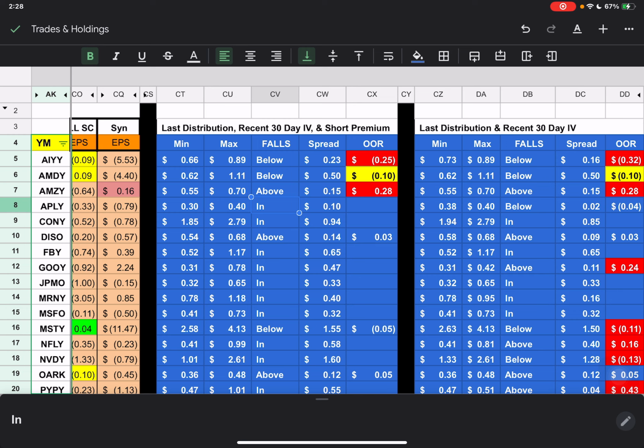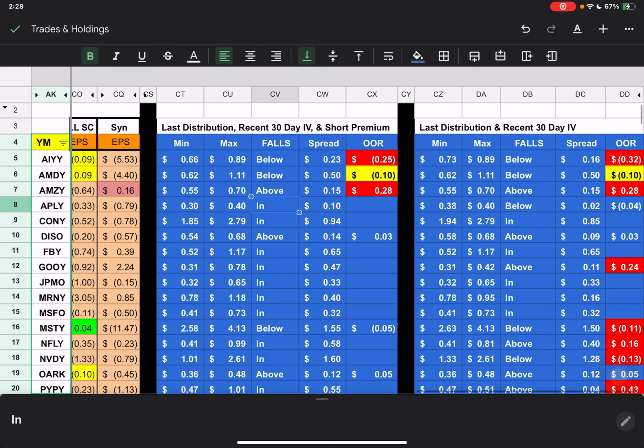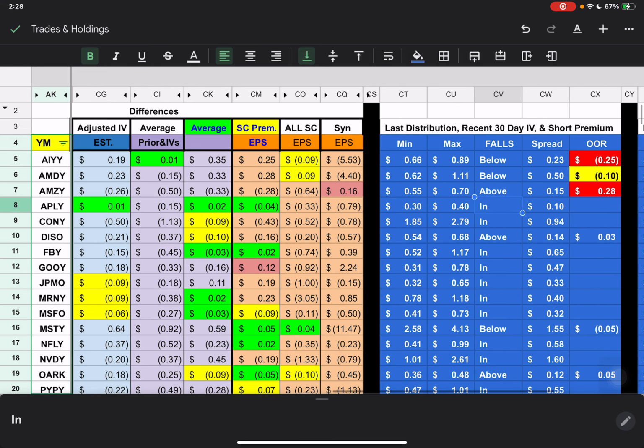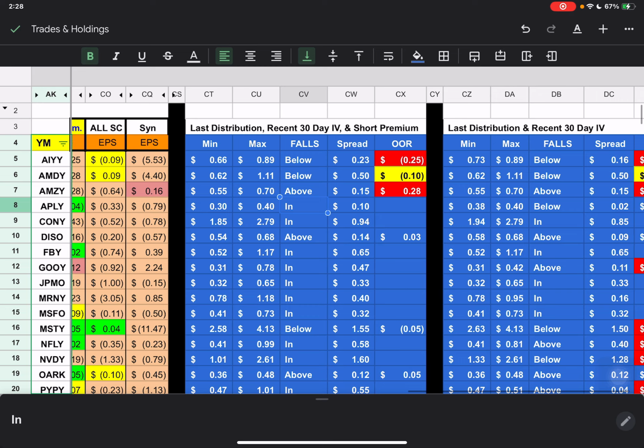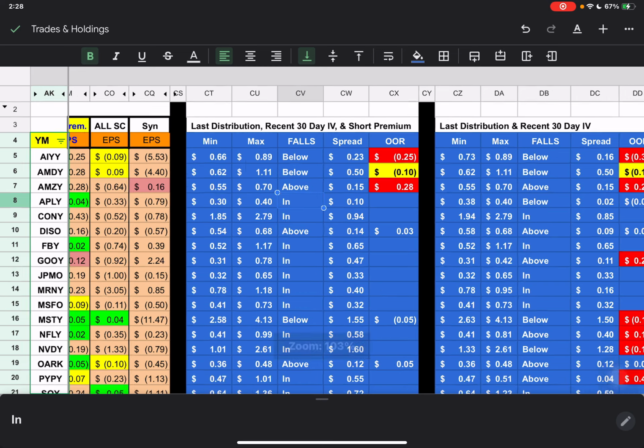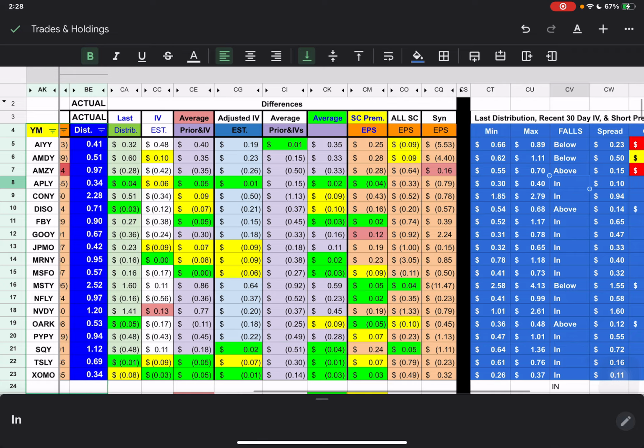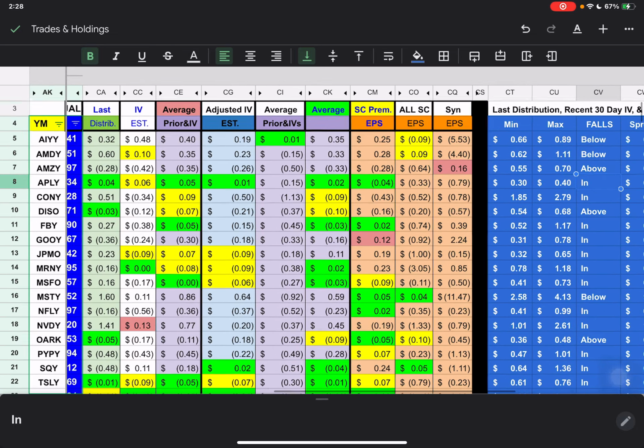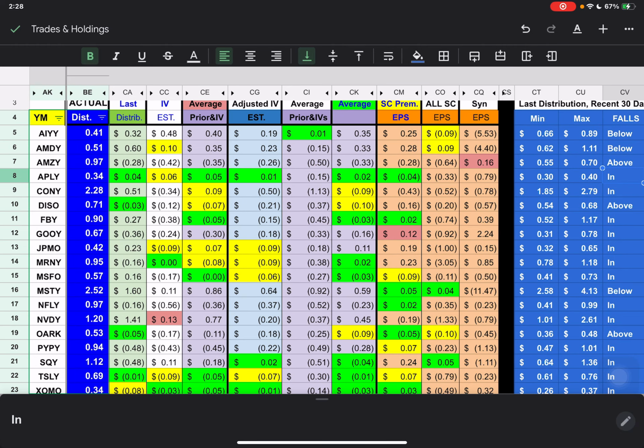And then in the middle where it says falls, this is just where does that distribution amount fall? It's so far over there, I can't even bring it over here to show you, unfortunately. Yeah, so I don't know about the phone users here. But this is just saying, does it fall in that range, below the range, or above the range? So, instance AIYY was 41 cents, which is like 1 cent from the lowest. So, it fell below this range over here.